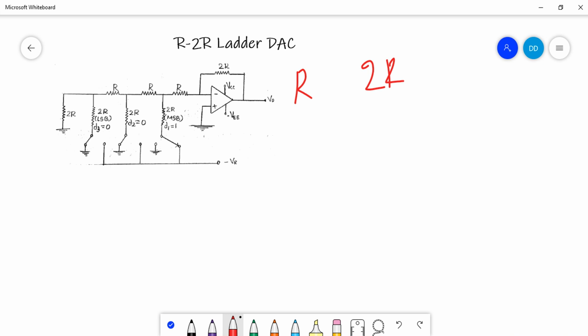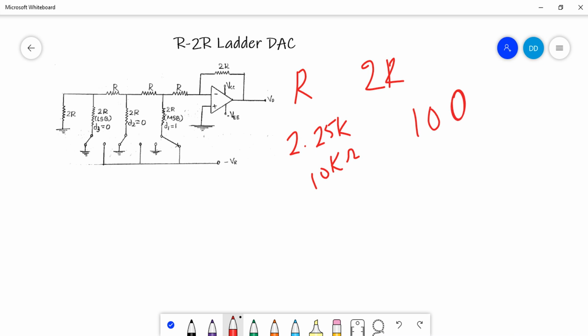The range of R varies from 2.25 kilo ohms to 10 kilo ohms. These are arranged so as to form a ladder network. For analyzing this, we will consider the input as 100.